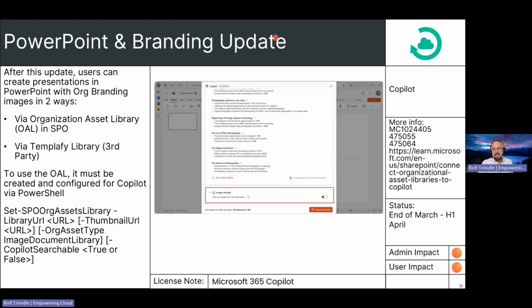PowerPoint will now finally get the upgrade or the extension, so Copilot can use your org branding inside PowerPoint. This can be done either via the organization asset library, that's an asset library inside SharePoint, or if you're using the third-party application Templafy, you can use it as well. If you have an organization branding or an organization asset library in SharePoint, you need to configure this asset library with Set-SPOOrgAssetsLibrary with CopilotSearchable set to true, and then Copilot in PowerPoint will be able to access your org images from there to use them in slides.